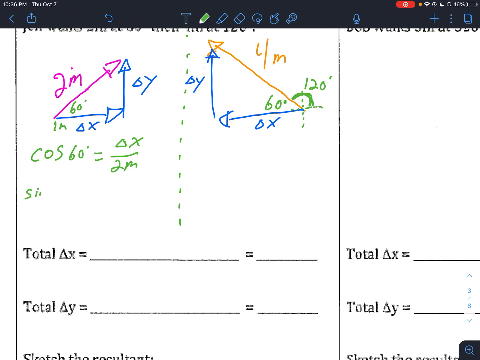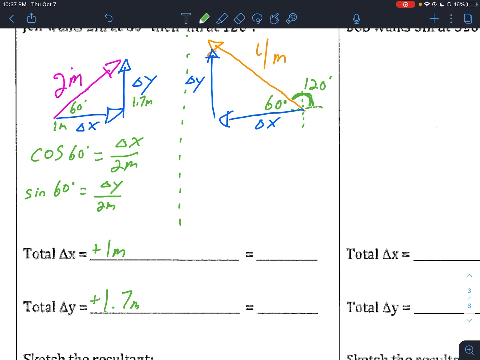Then to find my other side, I'm going to use sine of 60, so now I'm looking at the other side. So opposite is my delta y. I plug that into my calculator, sine 60 times 2 meters, and that's going to be 1.7 meters. So my 1 meter positive plus my 1.7 meter positive is going to be a total delta x, or I'm sorry, wrong part. Getting ahead of myself because that was delta y positive. All right.